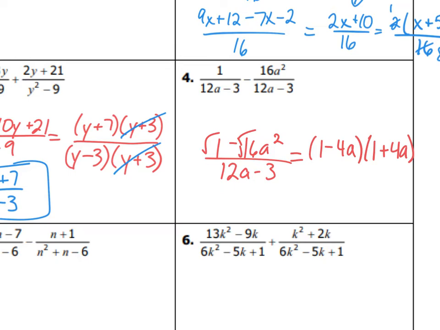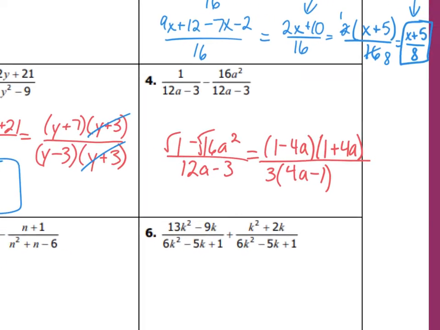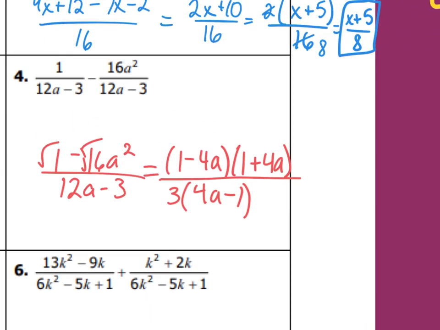Questions on how we did that? Okay, on the bottom, 12a minus 3, do those have a GCF? 3. When I take that out, what do I have? 4a minus 1. Cool. Anything going to cancel? 1 minus 4a, 4a minus 1. Yes, perfect. And what rule tells us we can do that? Yep, the -1 rule. So I've got to put a -1 out front.